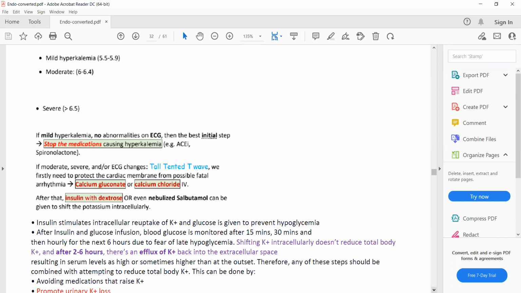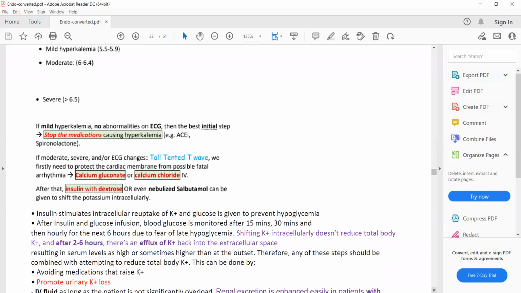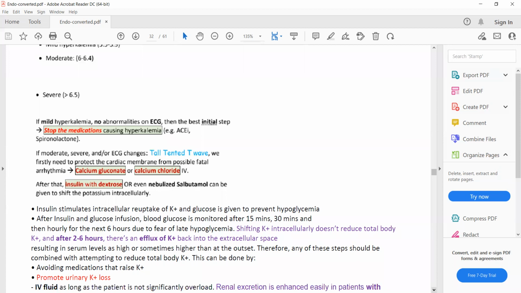And if a person presents with moderate or severe hyperkalemia with ECG changes, what are the ECG changes of hyperkalemia? Peaked T waves, widened QRS, and so on. The best initial step in this case will be IV calcium gluconate or IV calcium chloride. Both of them can be the right answer.